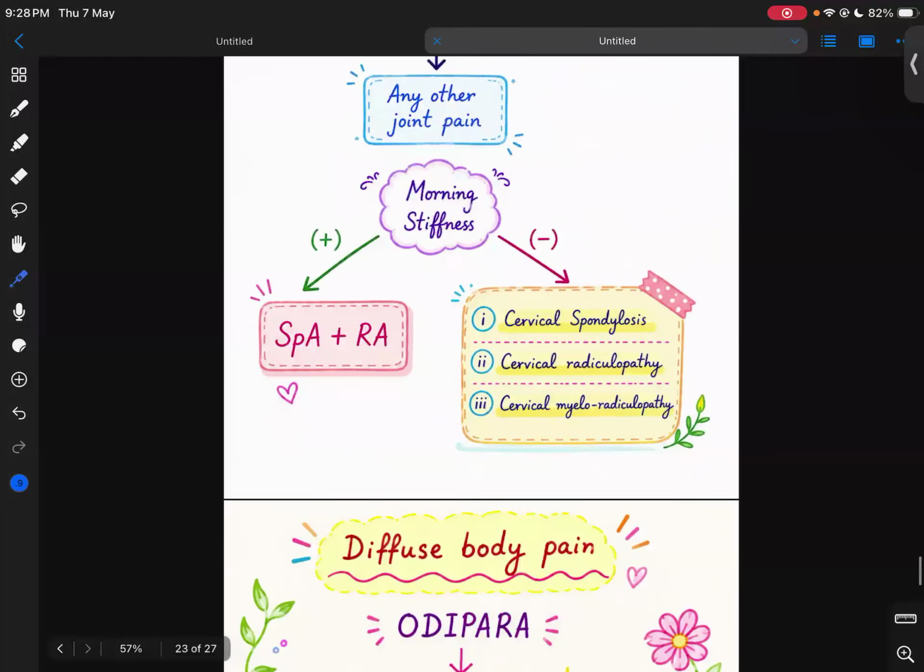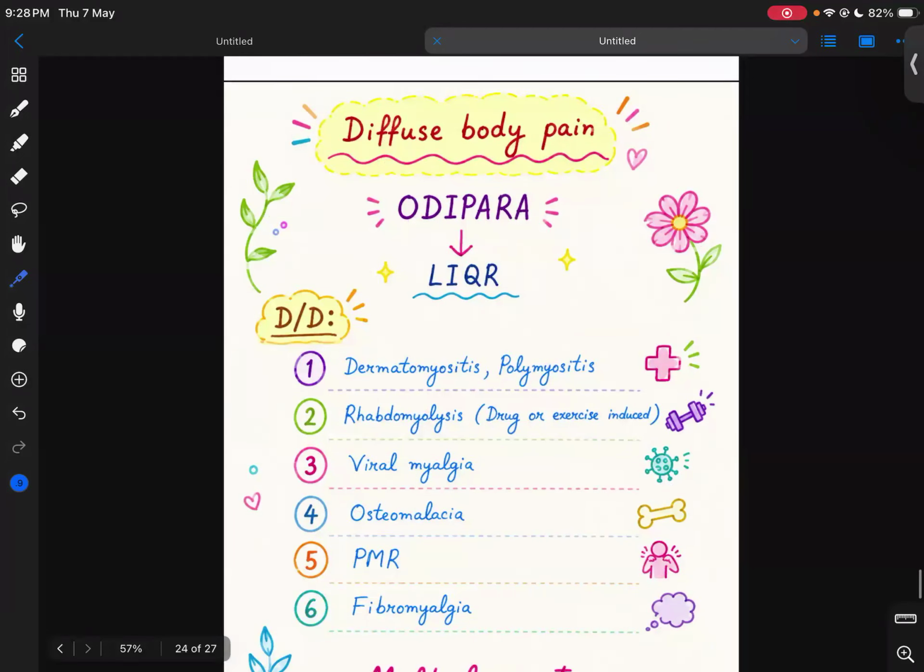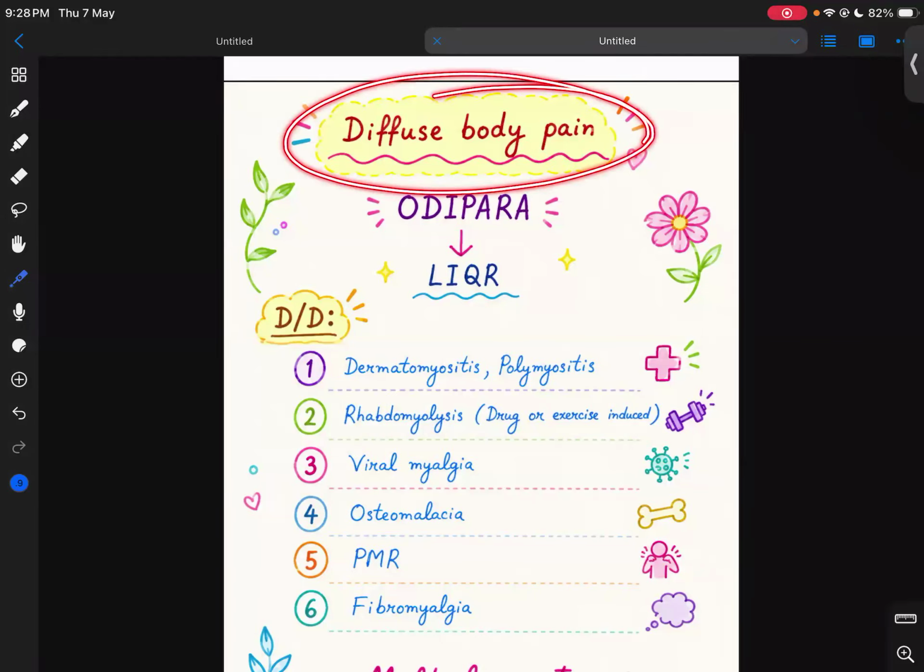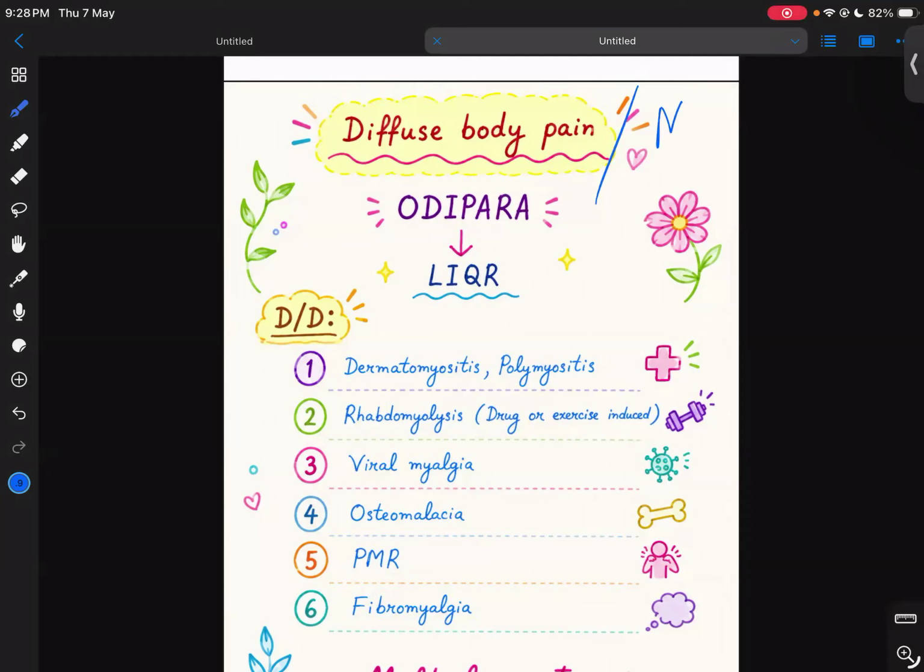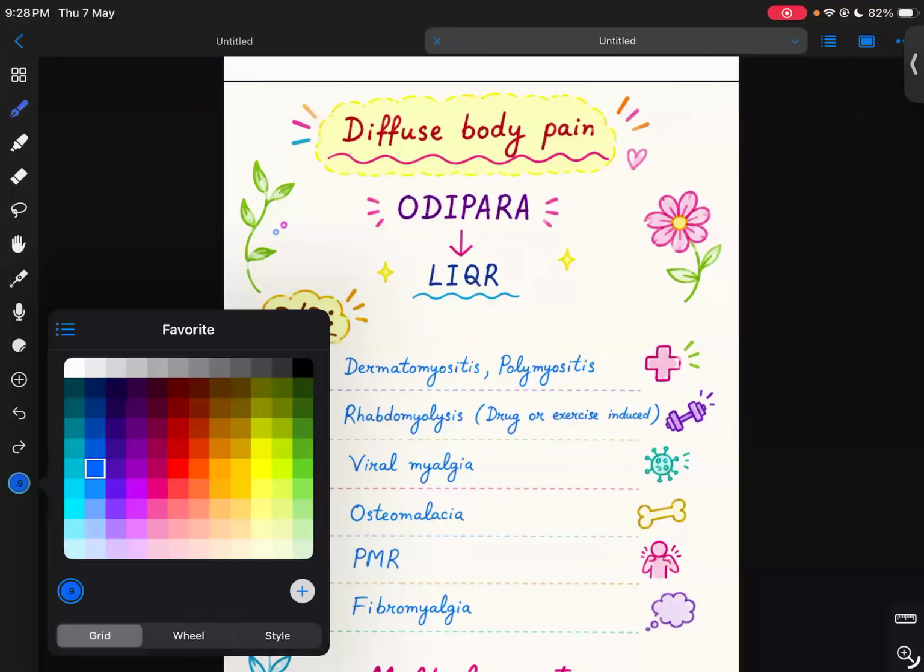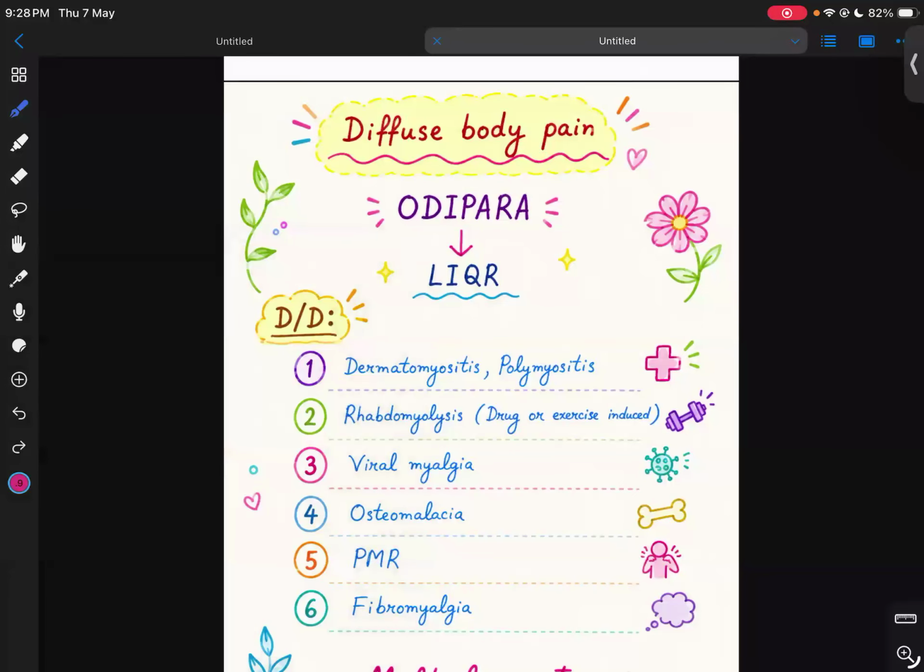Okay, let's proceed to the last prompt. Actually, I should keep it in the double step prompts because this is coming right now. It is not actually one step. The prompt is diffuse body pain. Sometimes this prompt can be given with the prompt of muscle cramp. Okay, let me write it. Muscle cramp.